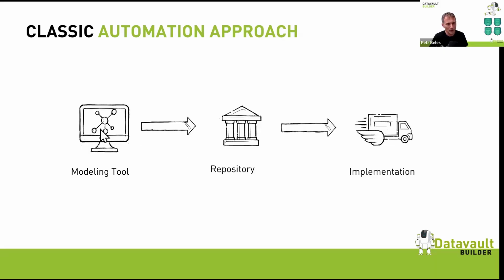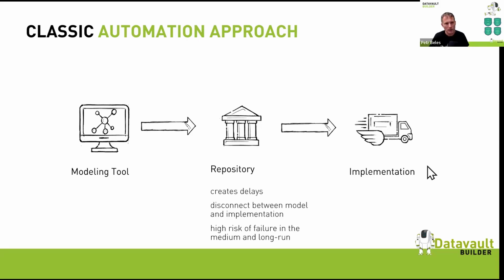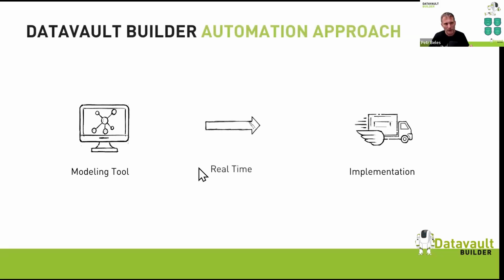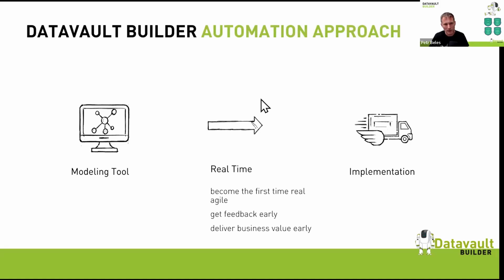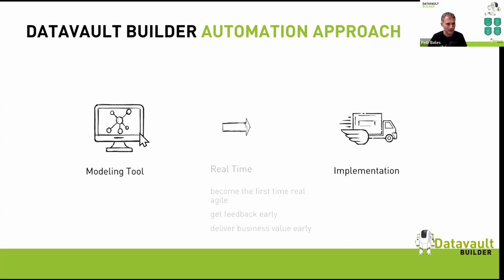So instead of taking the modeling tool working against the repository, like probably all the other tools work, and then pressing the button to generate your physical implementation, we realized that this creates delays and a disconnect between them. So we removed the repository. In the Data Vault Builder, if you work in the tool, the implementation is created in real time. And this means that at the same second you're modeling, you can give the business users feedback on what the data looks like, how it works out if you choose different business keys, stuff like that.